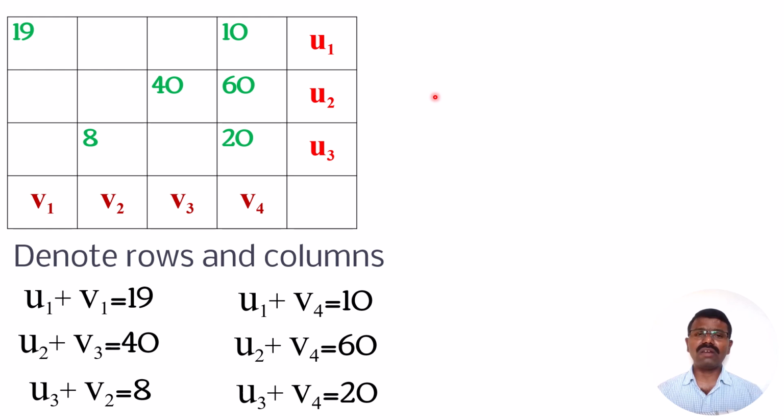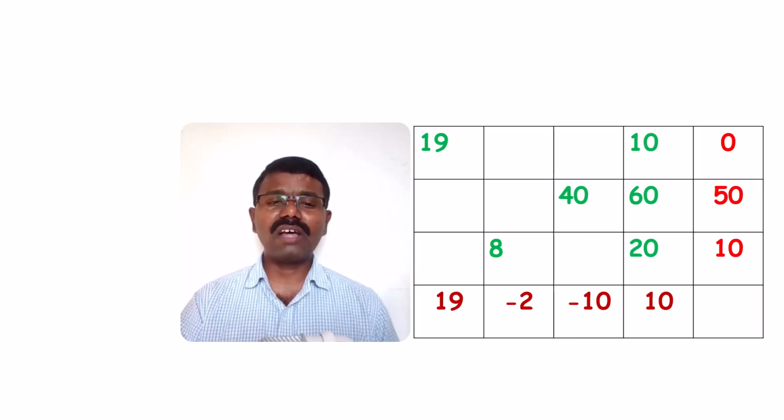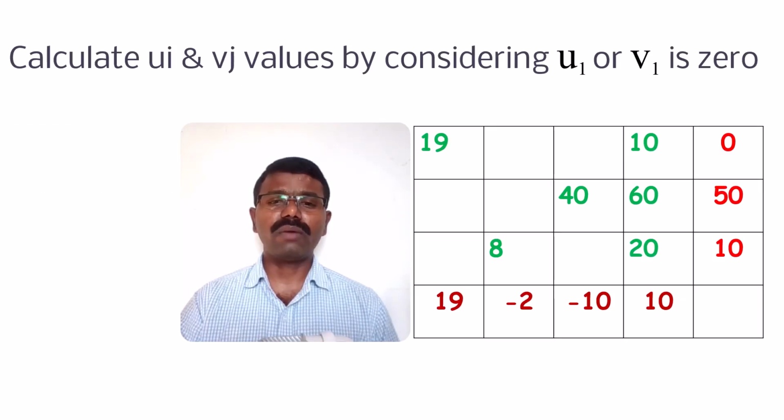And these v1, v2, v3, v4 and u1, u2, u3 values are required to calculate delta ij. And u1, u2, u3 can also be called ui, because i indicates the row values and j indicates the column value. u1 means this one, u2 means this one. That way we will be denoting the values. Now let us solve the values from the equation.